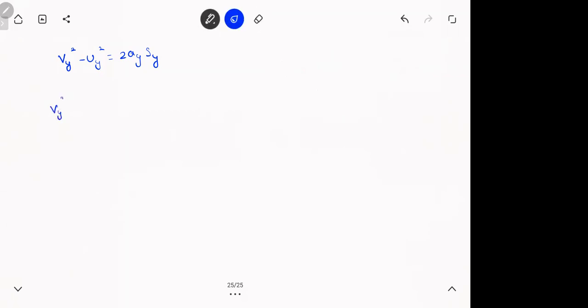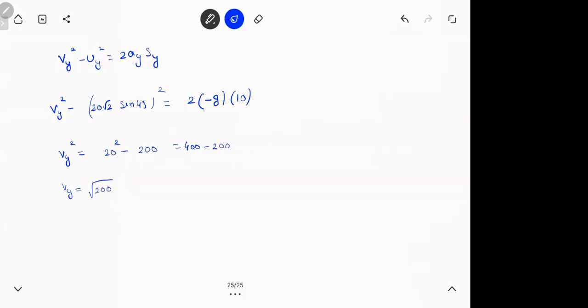So Vy square, what is your initial speed? 20 root 2 sine 45. What is your acceleration in the vertical direction? Minus g. Displacement 10. That was the question asked: find the speed. But what you got here is only the vertical speed. Don't forget that. So Vy square is 20 square minus 200, 400 minus 200, root 200. This is only the vertical component.